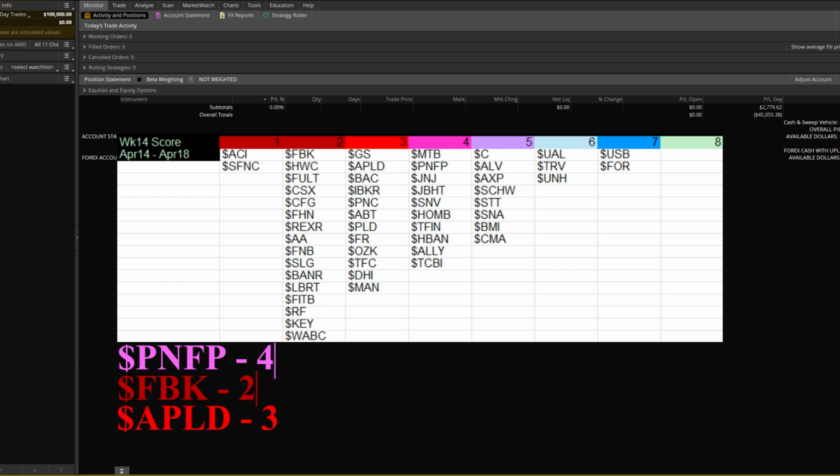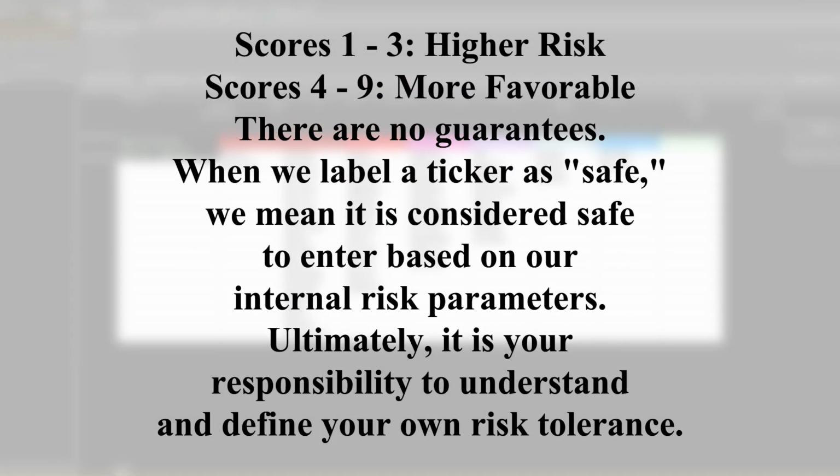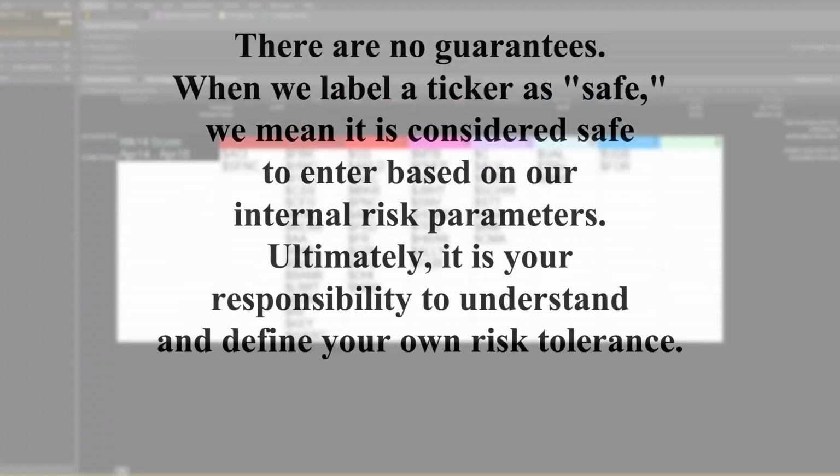So we already know that scores of 2 and 3 are deemed as risky, which fall under the all category. And we know that PNFP is going to be a 4, which falls under the safe category. Anything 4 through 9 is safe. Anything 2 through 3 is considered a little bit more risky, but I put it under all as in all trades or all setups.